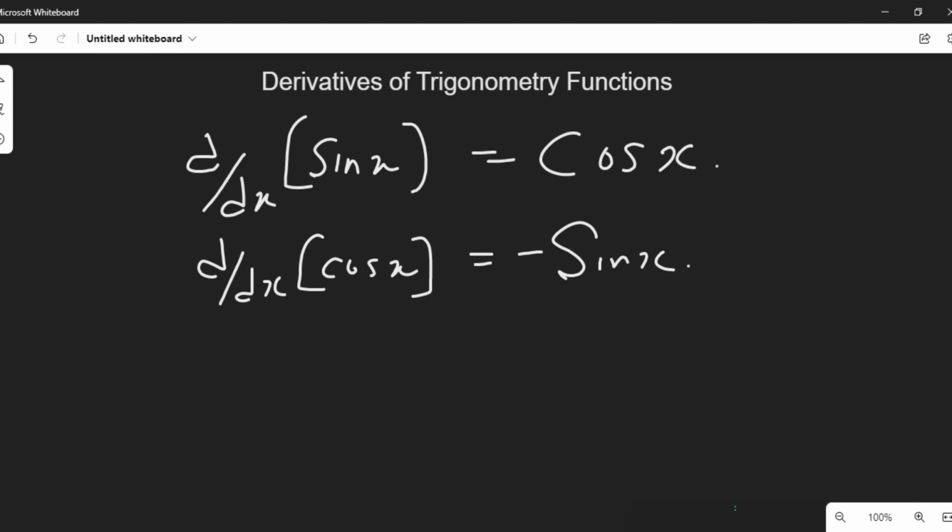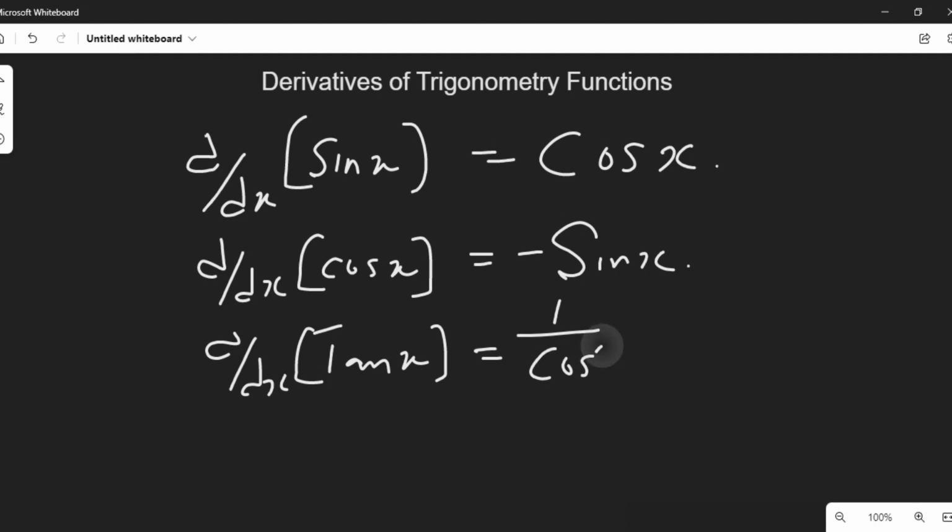We'll also consider the derivative of tan x. The derivative of tan of x will be equal to 1 over cos square x. And remember, in trigonometry, 1 over cos square x is equal to sec square x. So the derivative of tan x is sec square x.